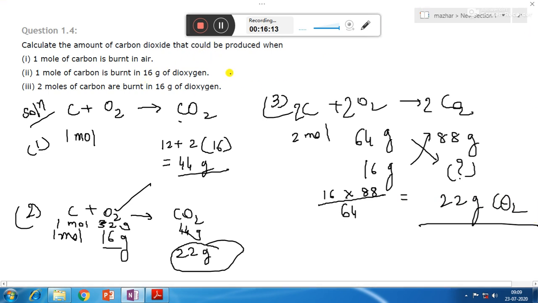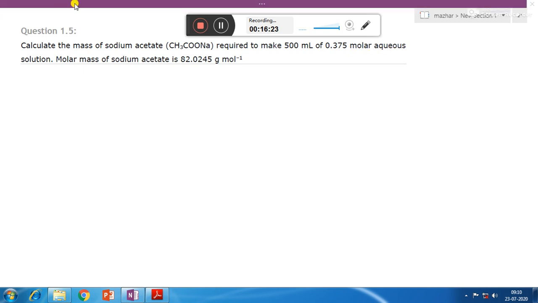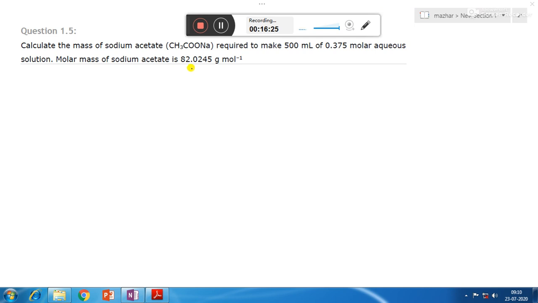So let us see the next question. Number 5. Calculate the mass of sodium acetate required to make 500 ml of 0.375 molar aqueous solution. Molar mass of sodium acetate is 82.0245 gram per mole. So here we have to find out mass of sodium acetate from molarity. 0.375 molar means it is molarity.